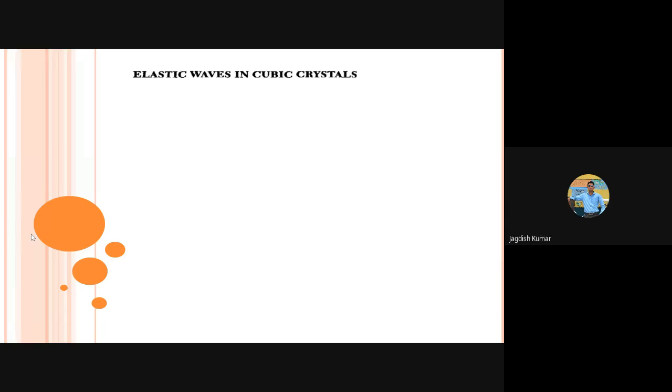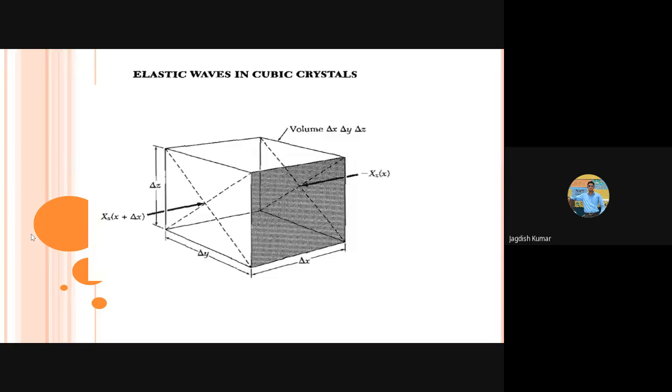Compressibility is nothing but the reciprocal of the bulk modulus, which we can calculate. This way we can find out various properties from these elastic constants. In the next class we will be talking about wave propagation in cubic crystals and how these stiffness constants are helpful in understanding the propagation of waves in cubic crystals.